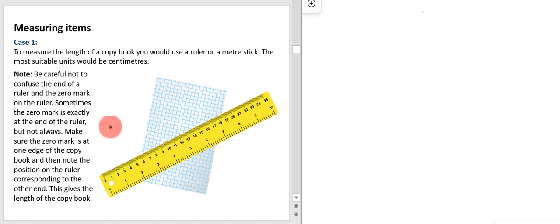So make sure that the 0 mark is at one end of the copybook, and then note the position of the ruler corresponding to the other end. This gives the length of the copybook. So for example, you would start your measurement here, and you would line this up with one end of the copybook, and then you would measure, depending on how big the copybook is. So if you take out your ruler and have a look, make sure that you start at the 0 mark.